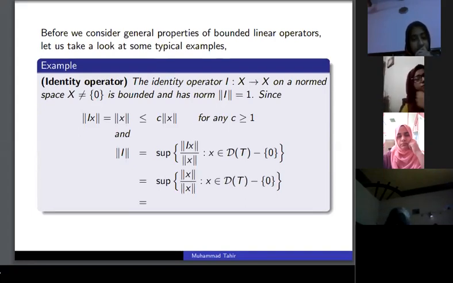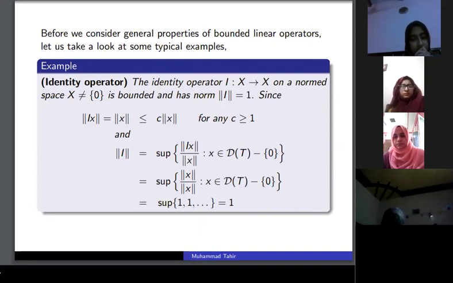And we know that the norm of Ix is again the norm of X, so the norm of X divided by the norm of X will be 1. So this set just contains 1, so the supremum of this set will again be 1. Hence, the length of the identity operator is 1, and the identity operator is a bounded linear operator.